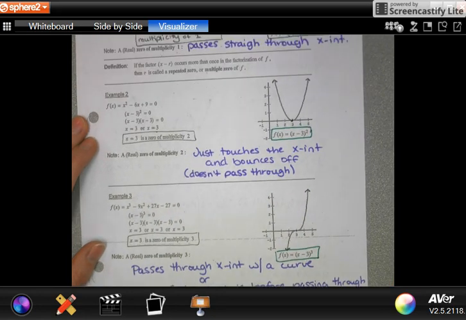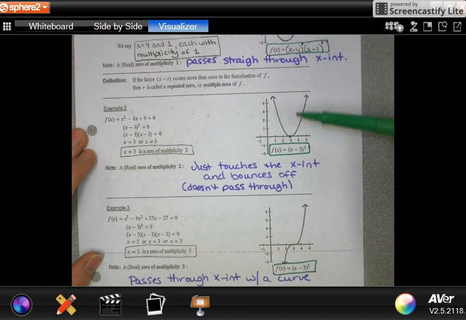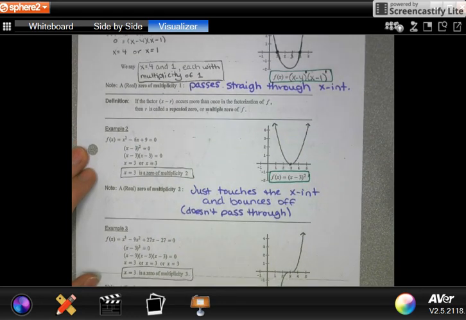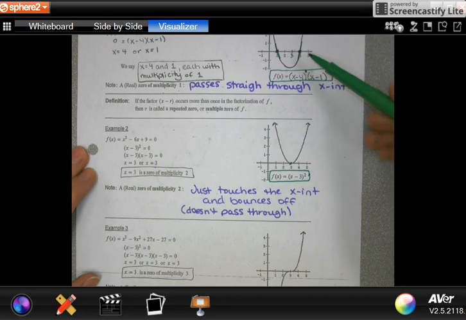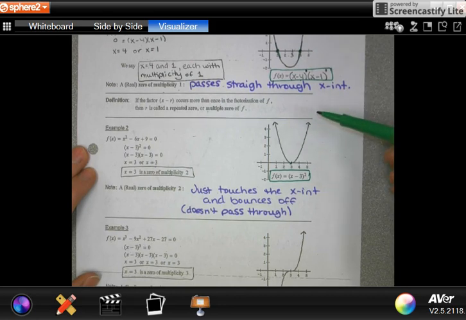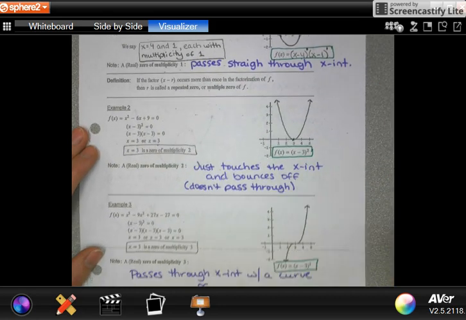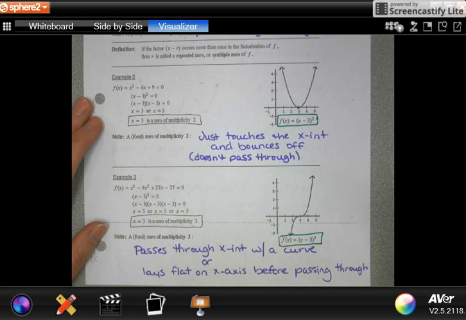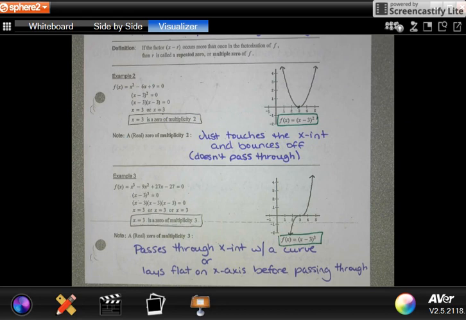What we're going to do on the back is combine all 3 of these together. Maybe you have a graph that passes straight through at one 0, just touches another, and then lays flat while going through another 0. In the second video, I'm going to go through the back of these notes, which are the examples. So go ahead and now watch the second video and fill in the back of these notes.